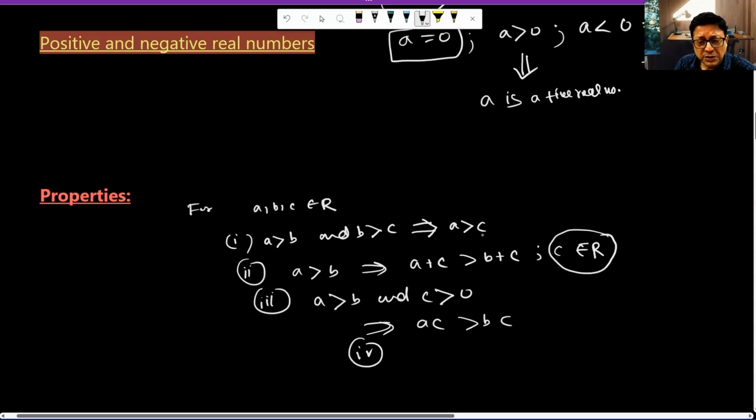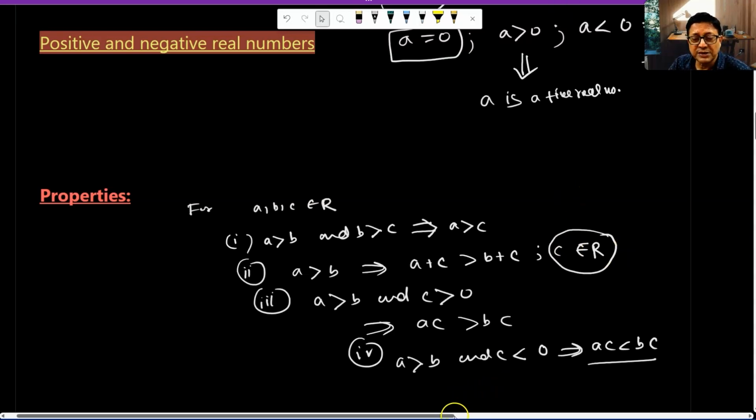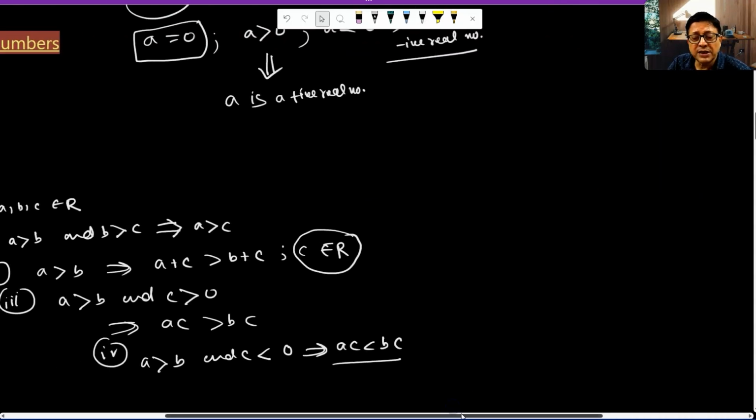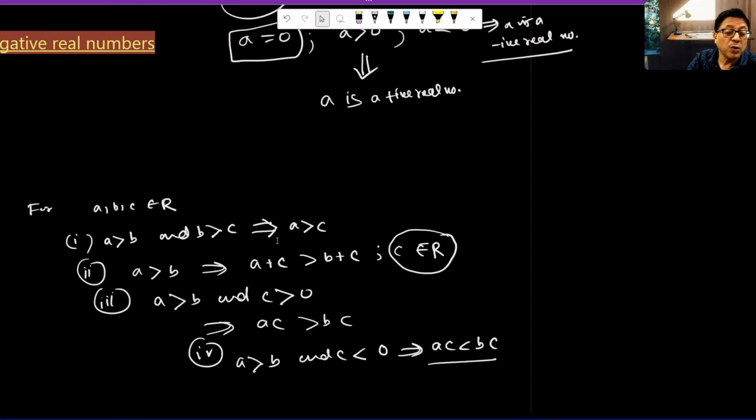Number 4, for A greater than B and C less than 0, this implies that A into C less than B into C. If you multiply both sides by a negative quantity, then the direction of the inequality is going to change. And remember, all these relations I have given are for strict inequalities. These are true for equalities also.